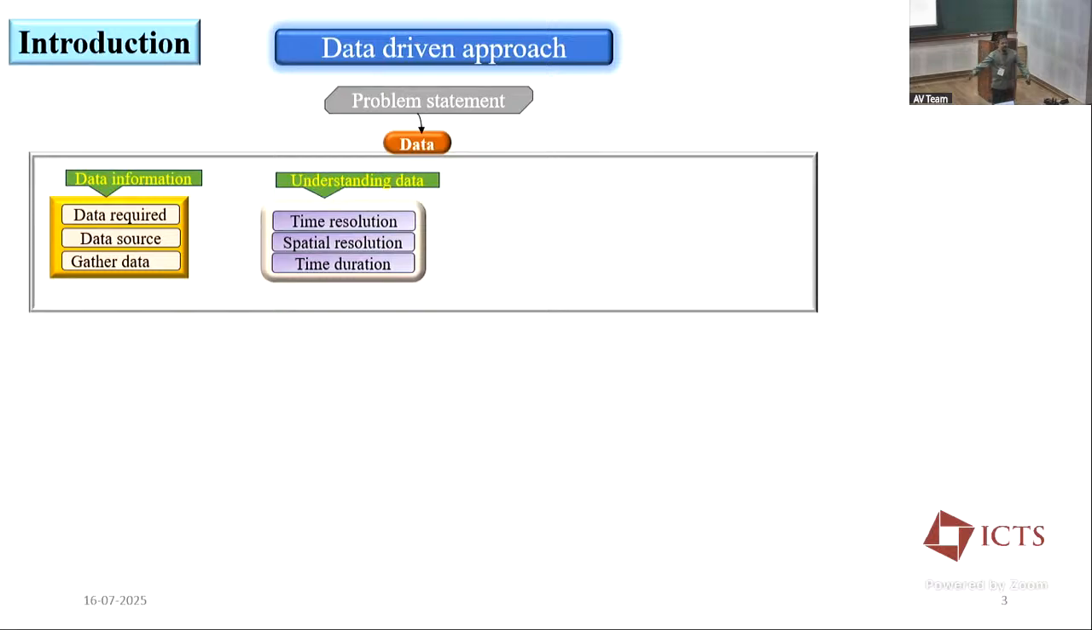Also, for nowcasting, if you have half-hour resolution data for 2-3 years, or 5 years, that is enough. But if you want to do short-range forecasting for the next 4-5 days, then 5 years of daily data is not enough, no? So the time duration is also important. Everything is based on your problem statement, what problem you are going to handle.